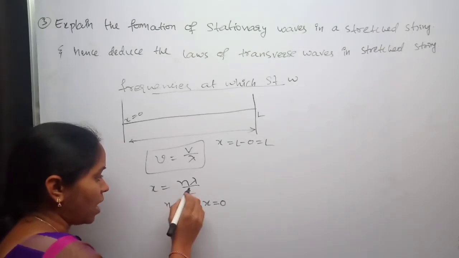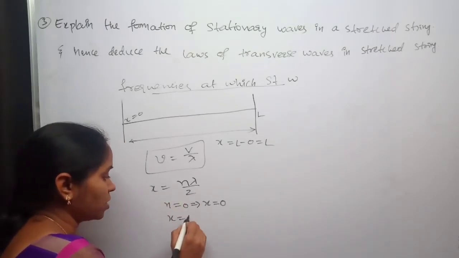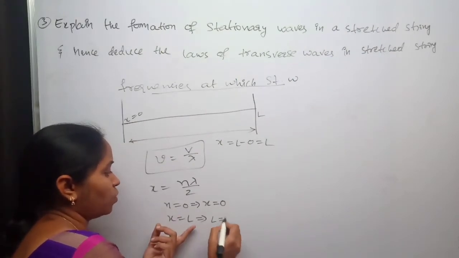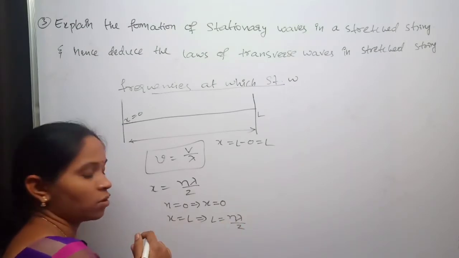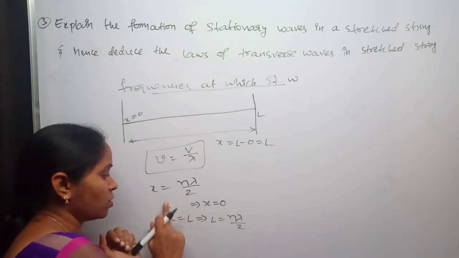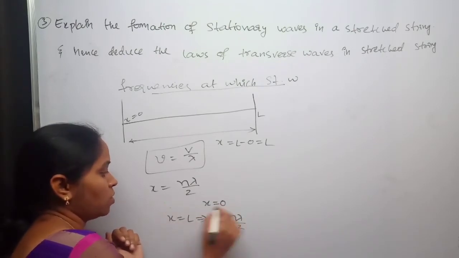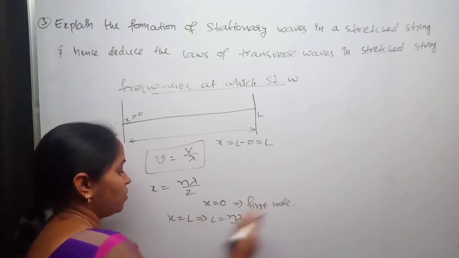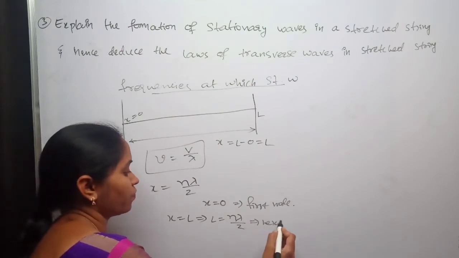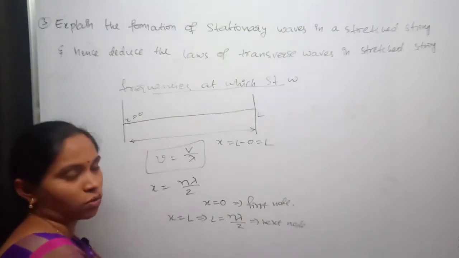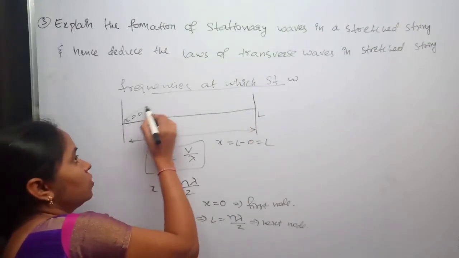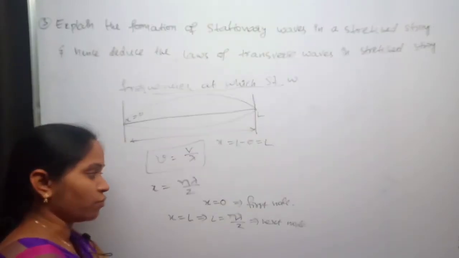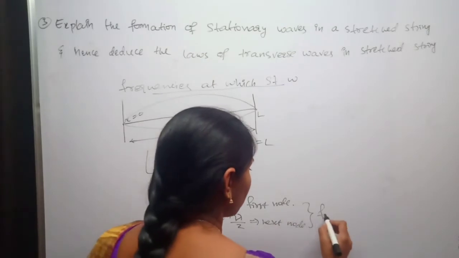And for x equal to L, the length will be equal to n lambda by 2. For x equals 0, at this position we will have the first node, and for x equals L we will have the next node. Here we have the first node, and at x equals L we will have the next node for the fundamental frequency. This is for the fundamental frequency.